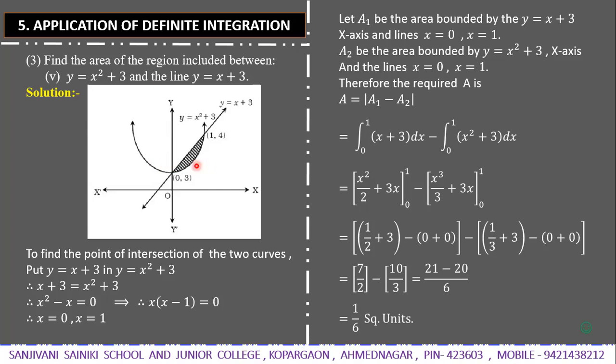So this is the area between the curve y is equal to x square plus 3 and the line y is equal to x plus 3. This area is 1 upon 6 square units. So this is all about the exercise, some problems from exercise 5.1. Now we will stop here.